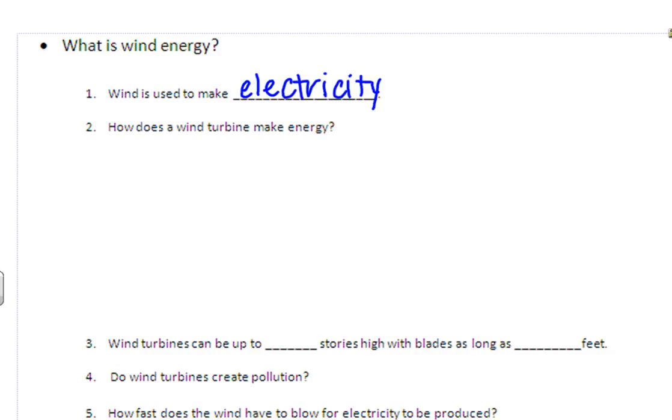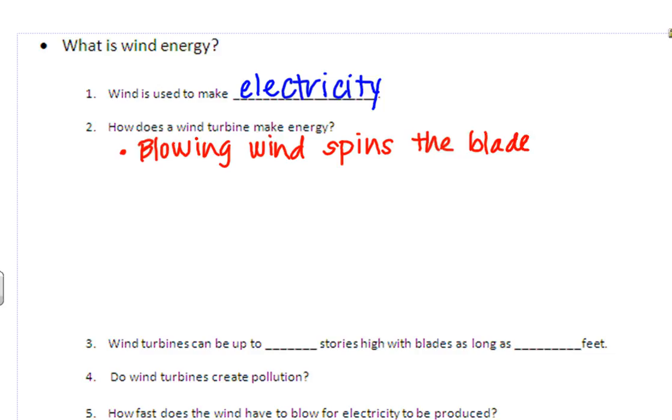So first, we know that the blowing wind spins the blades on a turbine.